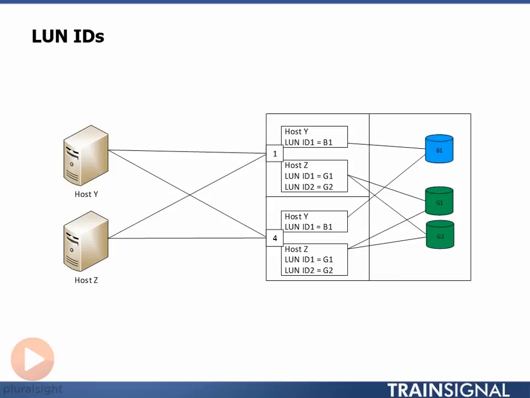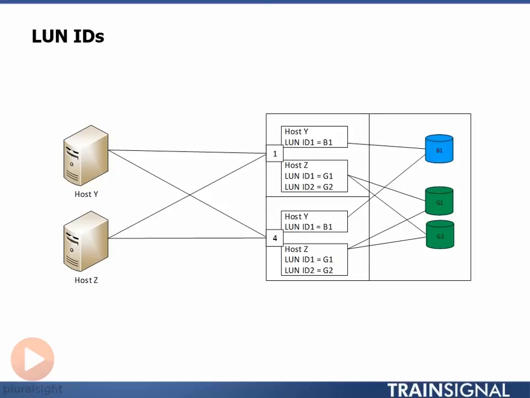Now a quick word of caution. Some operating systems will get confused if you suddenly change the LUN ID of a volume. So if we change LUN ID 1 for host Z from mapping to volume G1 so that it now mapped to volume G2, host Z could potentially get very confused and at worst case corrupt data. So be careful when working with LUN IDs, and if possible, unless you absolutely have to, don't change them.